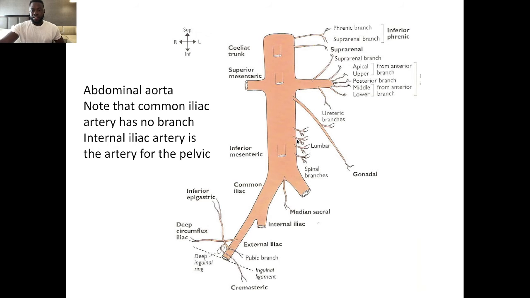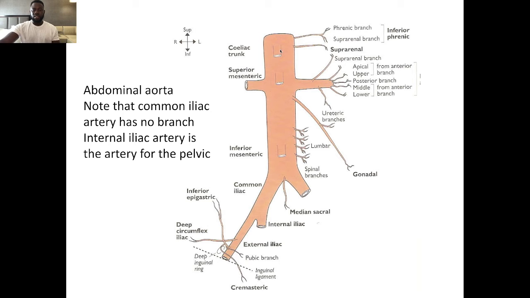Now there are other smaller vessels, the lumbar vessels, they are here. Later at L4, the abdominal aorta bifurcates into the common iliacs, 2 common iliacs, one on the right, one on the left. The common iliacs also divide into the internal iliac and external iliac. As we progress, we'll look at all the branches. So let's just go step by step.